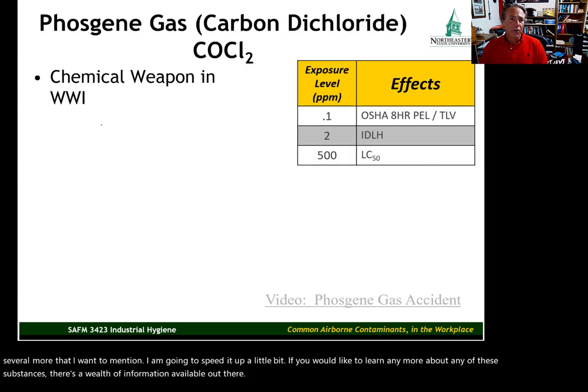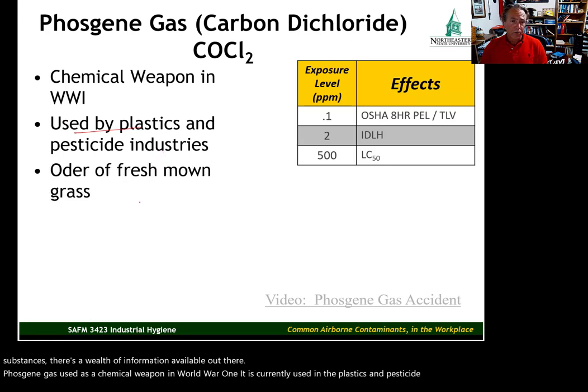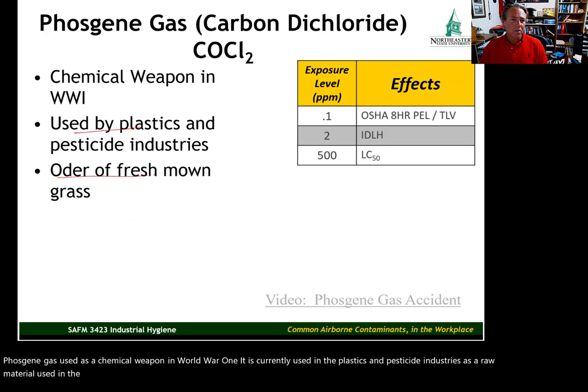Phosgene gas, used as a chemical weapon in World War I. It is currently used in the plastics and pesticide industries as a raw material used in the process. It smells like fresh mown grass. The odor of phosgene is the smell of fresh mown grass.